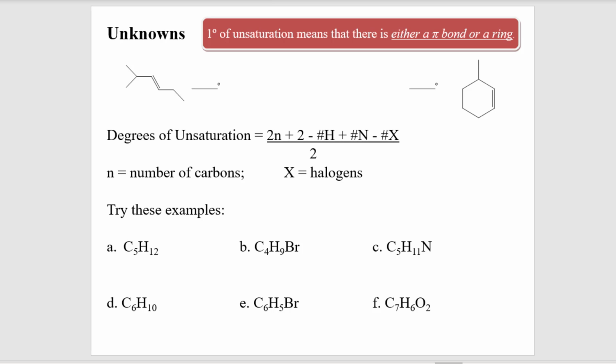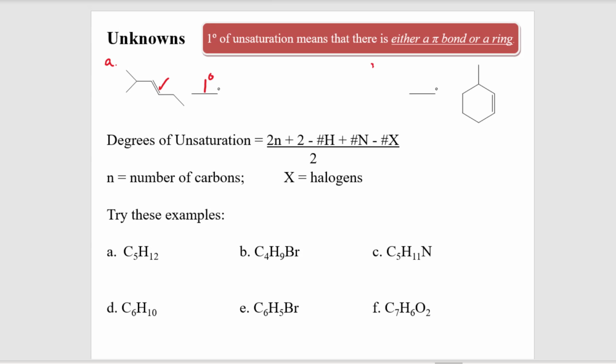So let's start with molecular structure. When you know the molecular structure, let's take example A at the top here. I have the structure in front of me, so I know exactly how to calculate degrees of unsaturation. Now, a degree of unsaturation means that there's either a pi bond or a ring. So every pi bond counts as a degree and every ring counts as a degree. If I look at A, I see that there is one pi bond and no rings. So this is 1 degree of unsaturation.